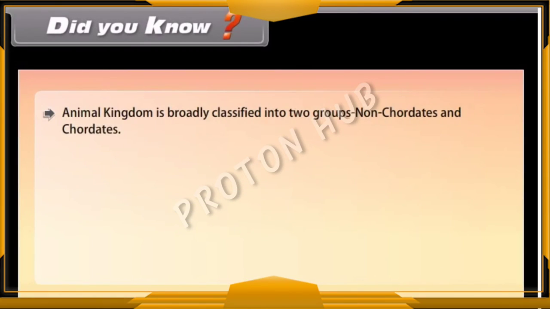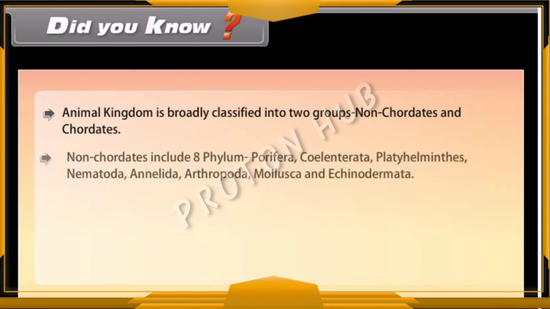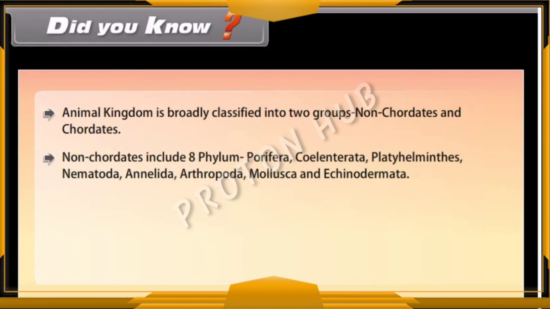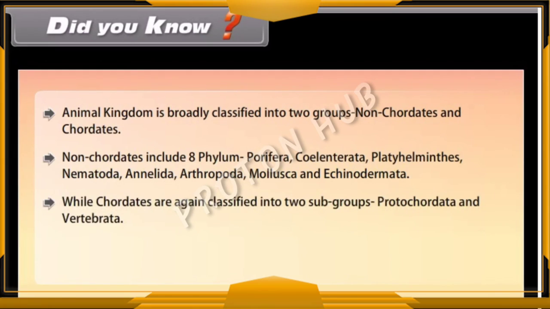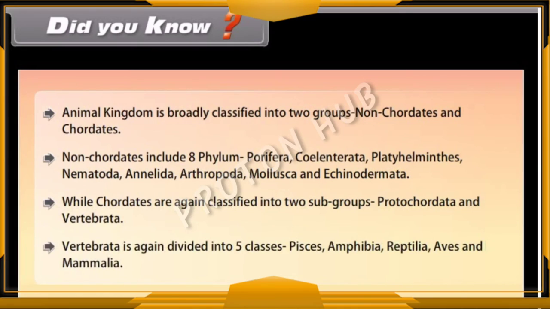Did you know, the animal kingdom is broadly classified into two groups, non-chordates and chordates. Non-chordates include 8 phyla: Porifera, Coelenterata, Platyhelminthes, Nematoda, Annelida, Arthropoda, Mollusca and Echinodermata. While chordates are again classified into two subgroups, Protochordata and Vertebrata. Vertebrata is again divided into 5 classes: Pisces, Amphibia, Reptilia, Aves and Mammalia.